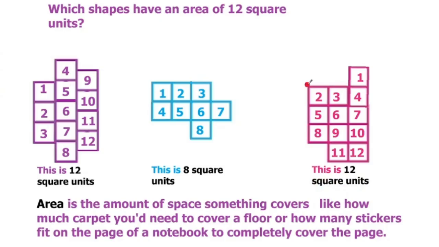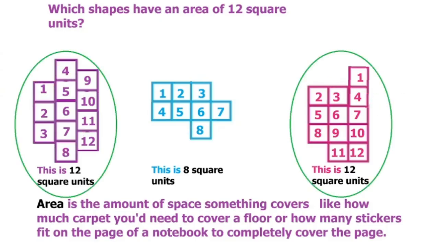So you can see here that this amount of space will be the exact amount that covers this amount of space. So you would need the same amount of carpet to cover this space as you would for this one. So the answer is that these two shapes have an area of 12 square units. And that's all there is to that problem.